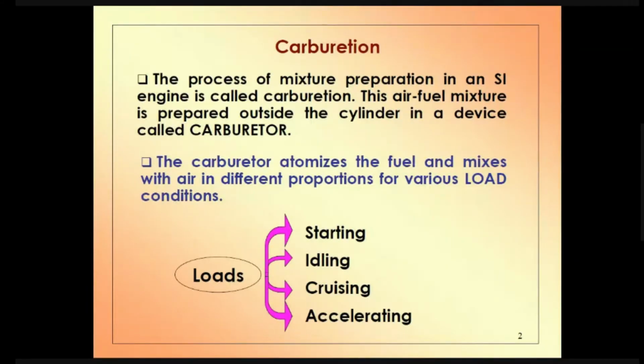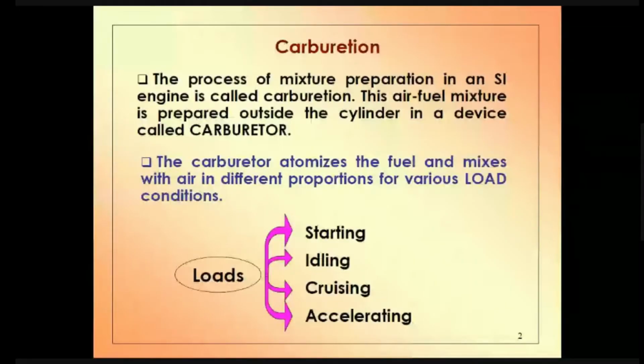Let's start with carburation. Carburation is the process of mixture preparation in an SI engine. The air-fuel mixture is prepared outside of the cylinder in a device called a carburetor. The carburetor atomizes fuel and mixes it with air in different proportions for various load conditions. We can classify the various load conditions into four categories: starting, idling, cruising, and deceleration.